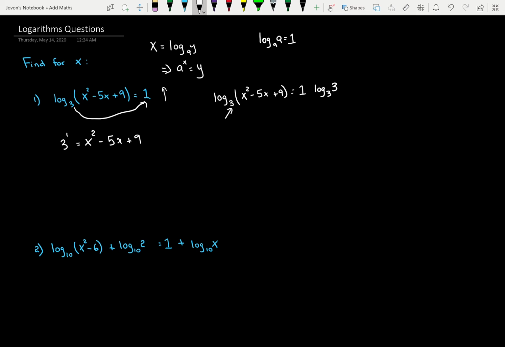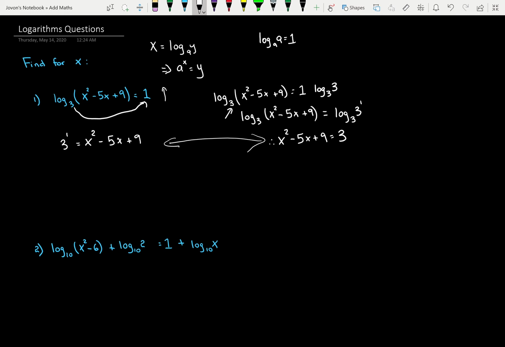Then what we have is log to base 3 of x squared minus 5x plus 9 is equal to log 3 to the power of 1 to base 3. Notice we have one term on the left hand side, one term on the right hand side, and they are both to the same base. So therefore we could drop the logs. This is equivalent of saying x squared minus 5x plus 9 is equal to 3. Notice that we have the same thing we got over there.